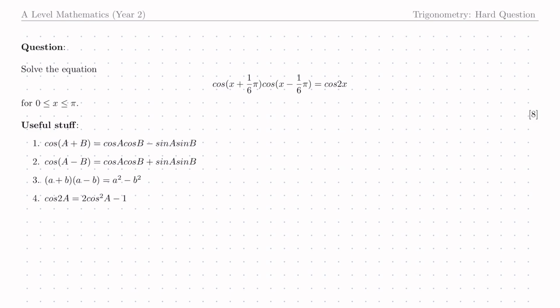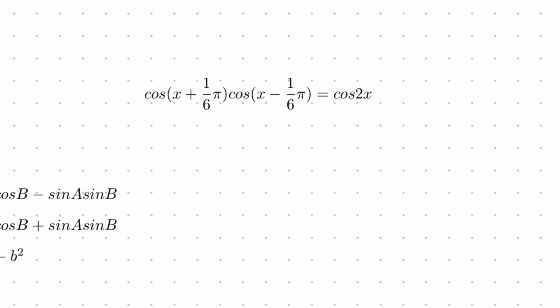Anyway, let's start. We have to solve the equation cos of (x plus pi over 6) times cos of (x minus pi over 6) is equal to cos 2x, for x between 0 and pi. I have written some useful stuff here which I will not explain in this video, but hopefully you already know all of this. I just wrote it here in case you forgot, and I will be using these formulas in this question. Anyway, let's observe what we have here.